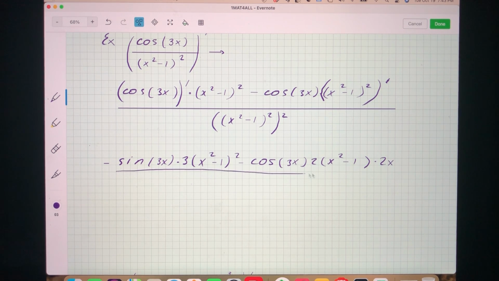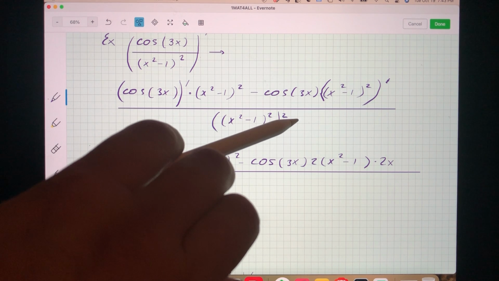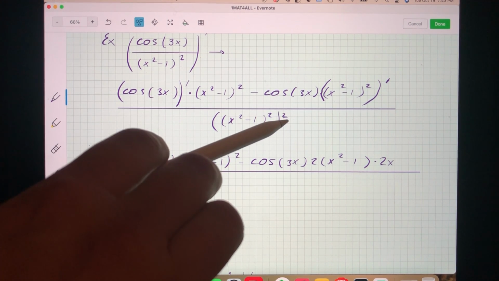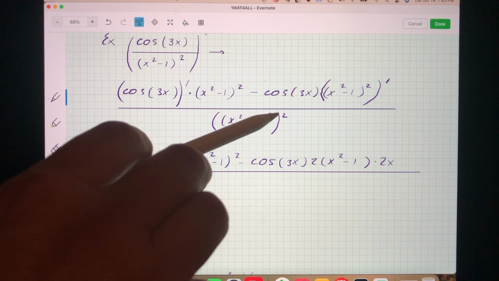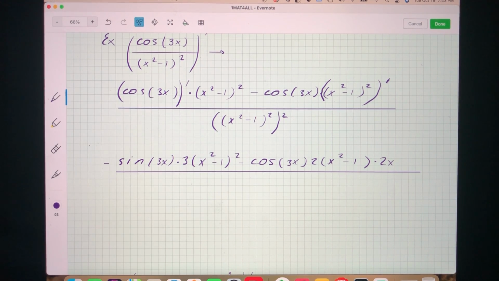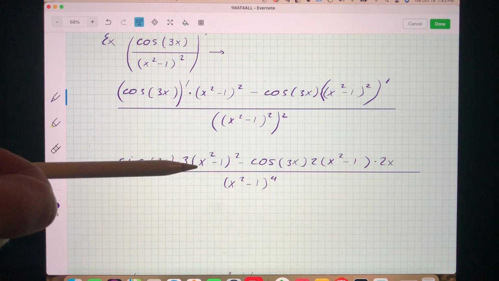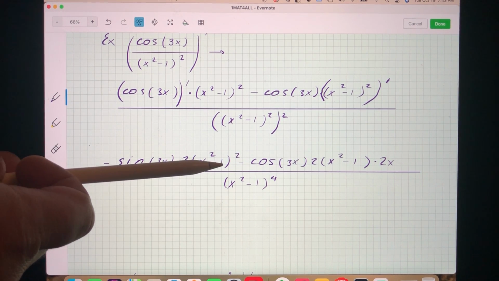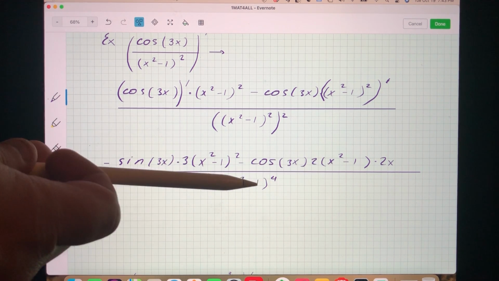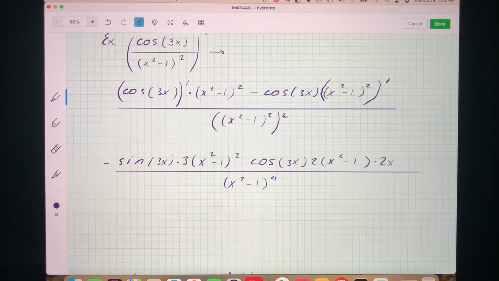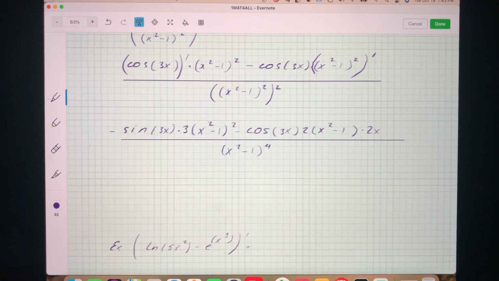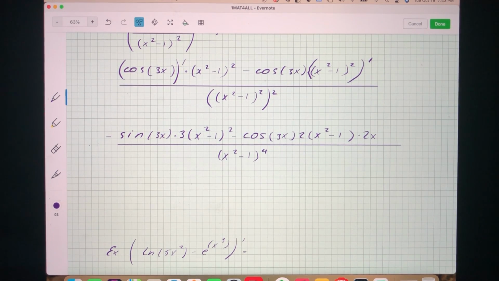Then on the bottom, we have the square of the squared term. So when we have parentheses, and outside the parentheses is another power, we multiply the powers, and 2 times 2 will become 4. So we have x squared minus 1 to the power 4. Now at this point we notice that each term has the component x squared minus 1, and here also x squared minus 1, and on the bottom x squared minus 1. So if we want to, we can factor out the x squared minus 1 from both of those terms and reduce. So let's do that.